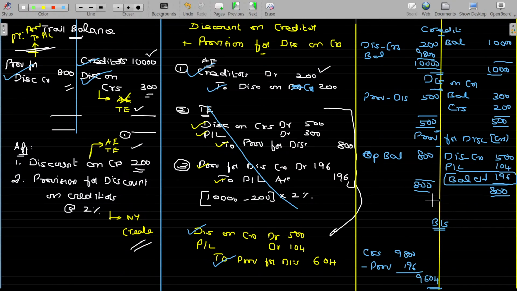How will this appear in the P&L account? In the P&L account, very simple. This is the only item available on the debit side. Provision for discount on creditors 104. Is that okay? Come on, make a note of it.